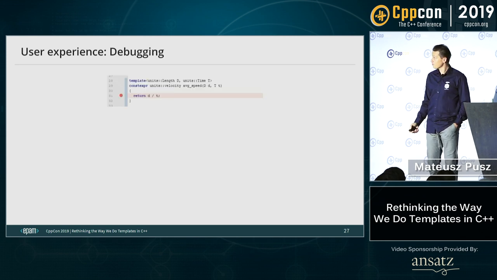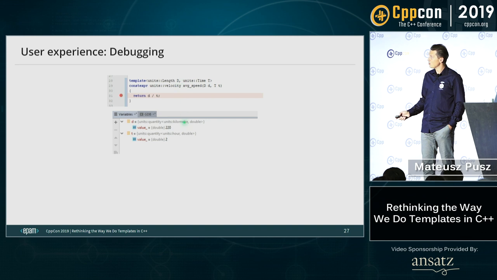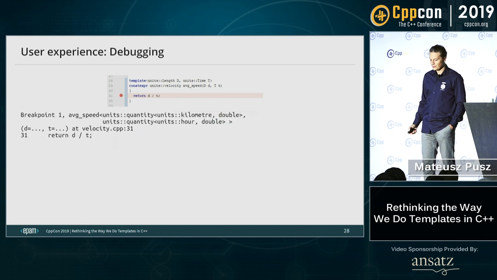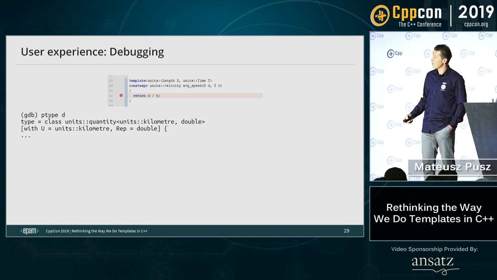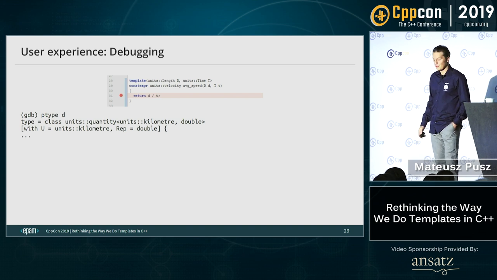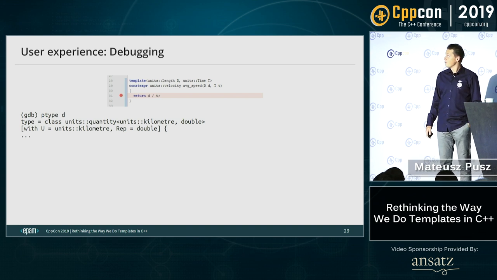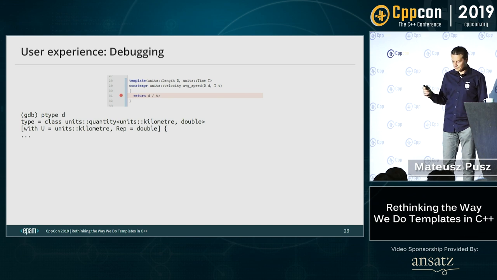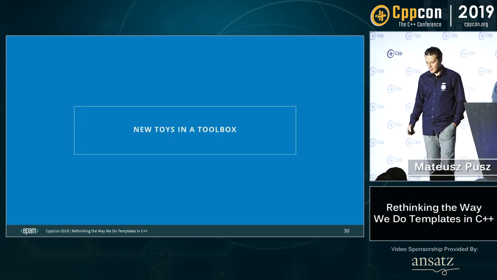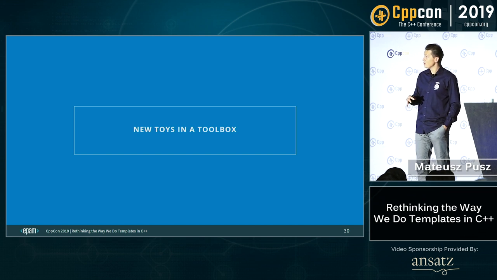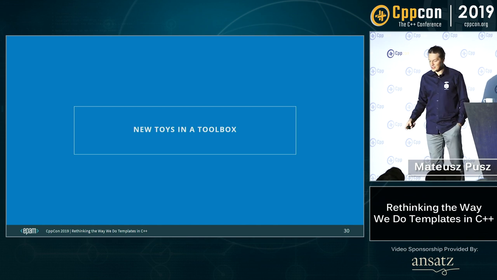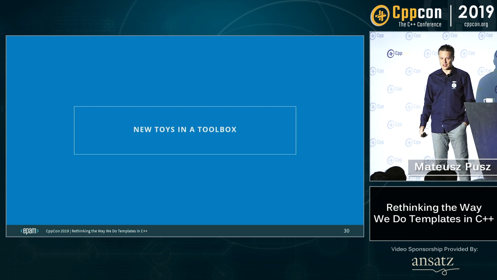The user experience is the following. The IDE is no longer lost. We know that it's a quantity of kilometer and double and hour and double. GDB is a really nice breakpoint right now. ptype is also really nice. And I would say this is a huge improvement for the users, yes. So this is basically about the user experience I found in our libraries. It will make our long error messages much shorter. People will be much more happy.